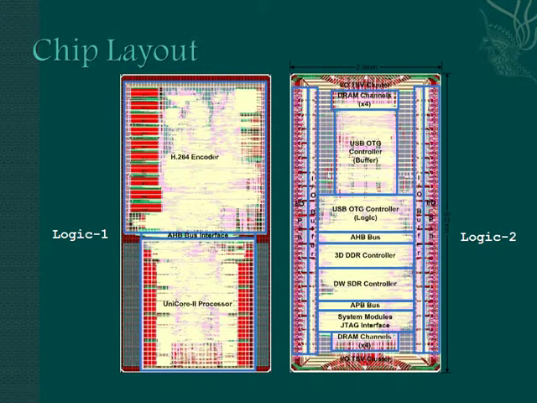Here is the layout of our 2 logic layers. We have the Unicore 2 processor and H.264 encoder on logic 1 and all the other logic and I/O TSV clusters on the other layer.